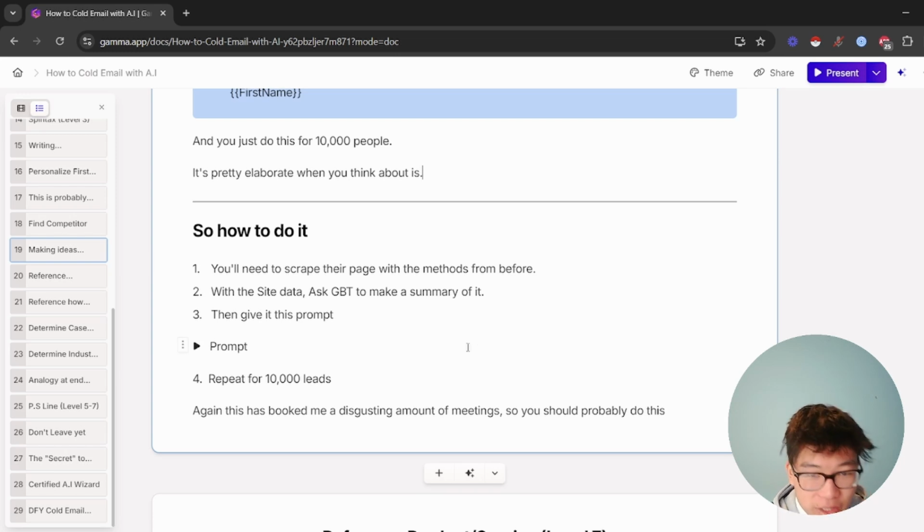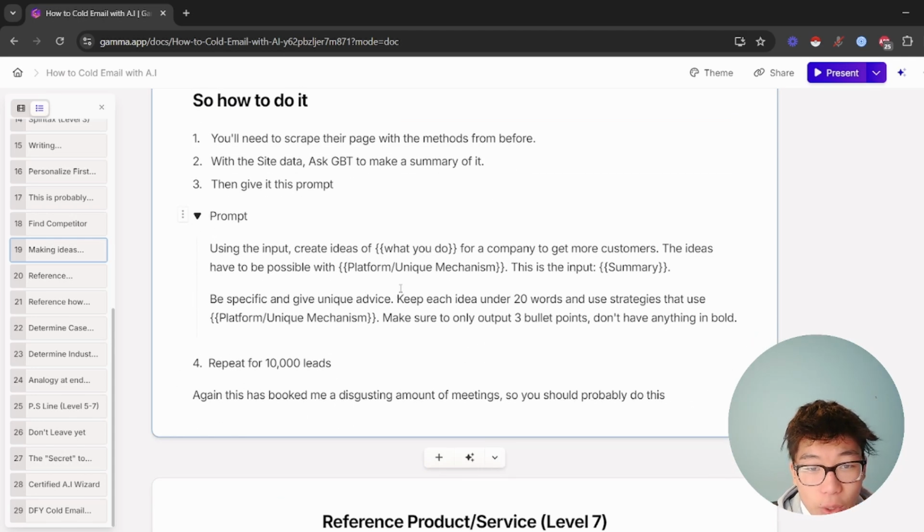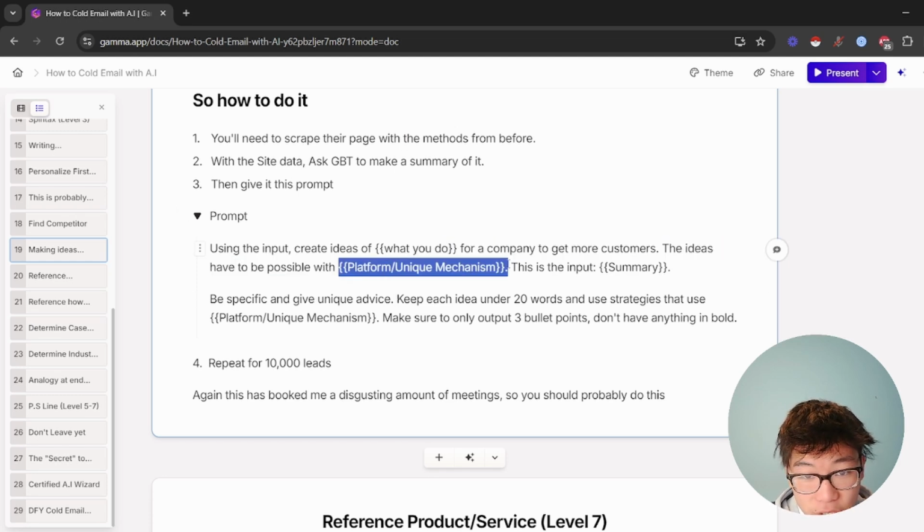So how to do this? You'll need to scrape your page with the methods from before. With the site data, ask GPT to make a summary of it, then give it a prompt. This is the prompt. Using the input, create ideas of what you do. So this is, let's say, SEO, maybe Facebook ads. You're the CEO that can get them on any publication for a company to get more customers. The ideas have to be possible with platform or unique mechanism.